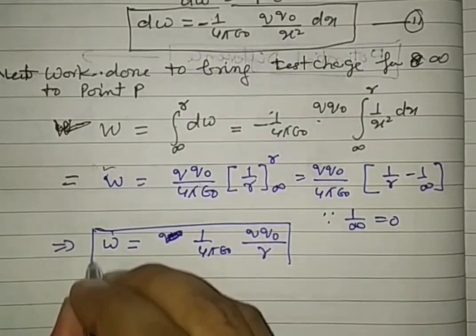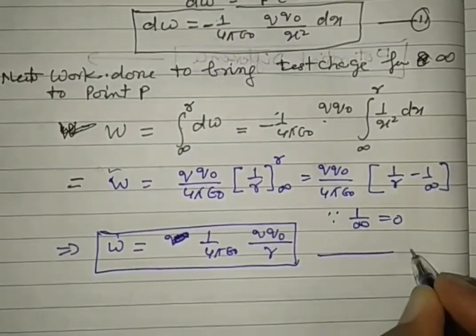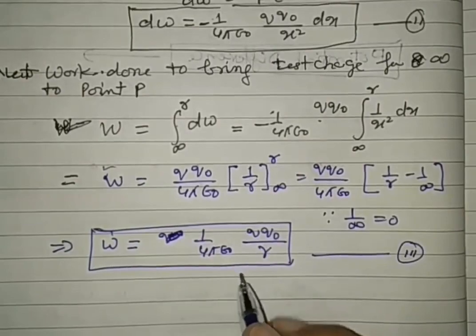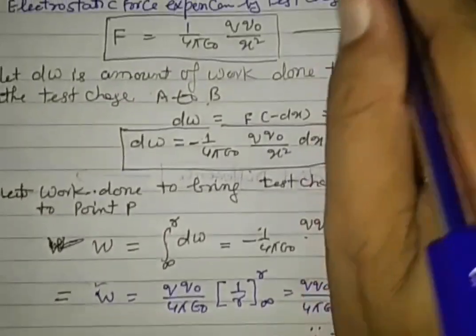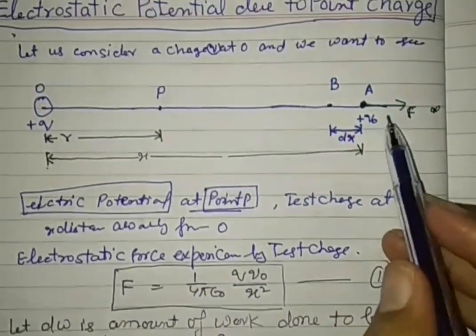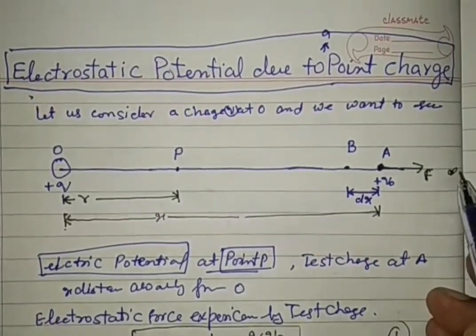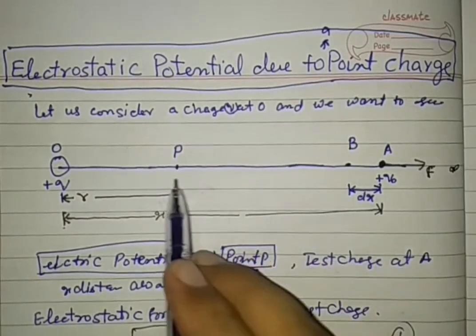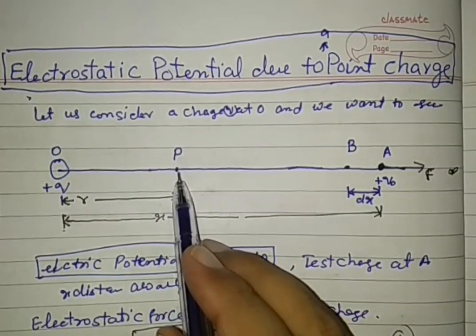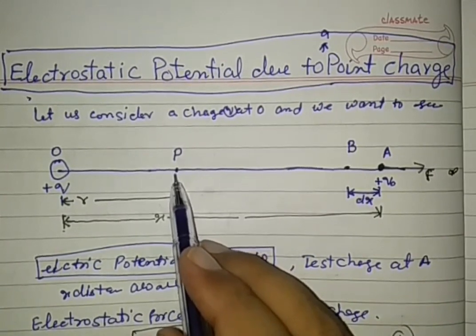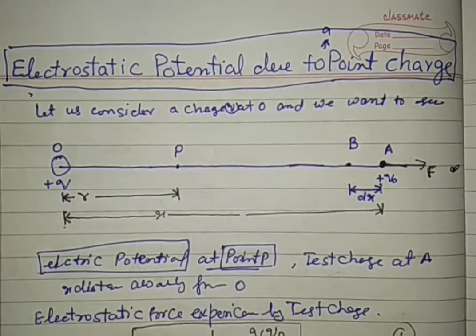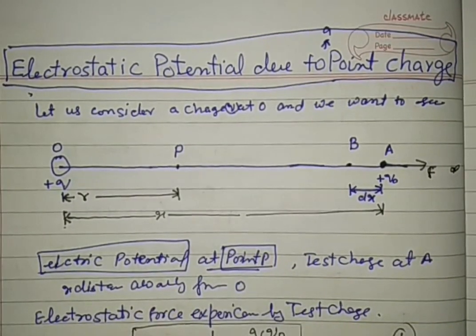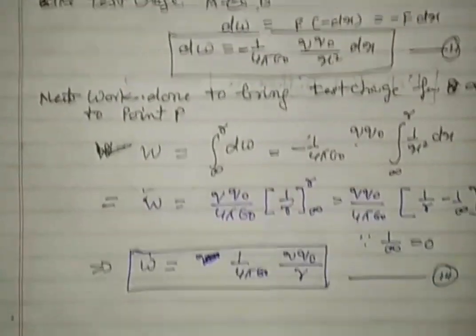See, this is equation number 3. This is the amount of work done. Focus here in the diagram. This is the amount of work done to bring a test charge from infinity to point P, where we are going to obtain the electric potential. Now, see here.